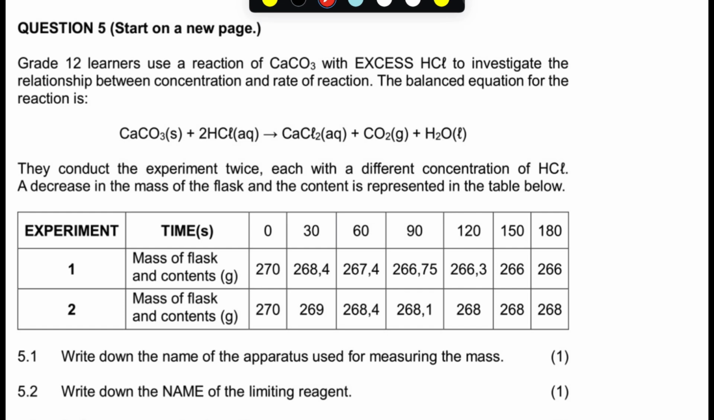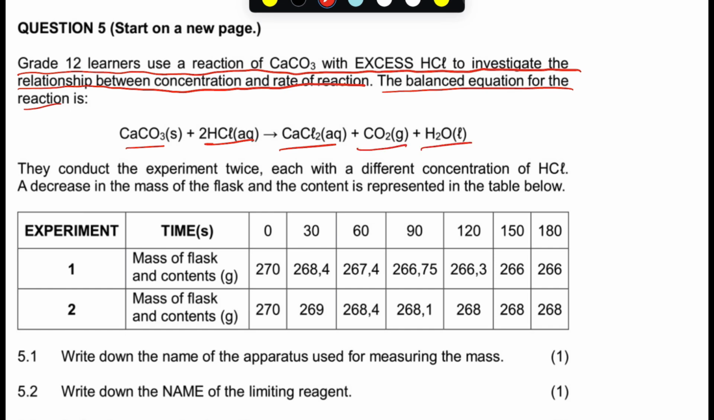Right, question 5, guys, which is the reaction rate. It says grade 12 learners use the reaction of calcium carbonate with an excess of hydrochloric acid to investigate the relationship between the concentration and the rate of reaction. The balanced equation is calcium carbonate with an acid, which gives you the salt, carbon dioxide and water. It says they conduct the experiment twice, so there are 2 trials, each with a different concentration of hydrogen.